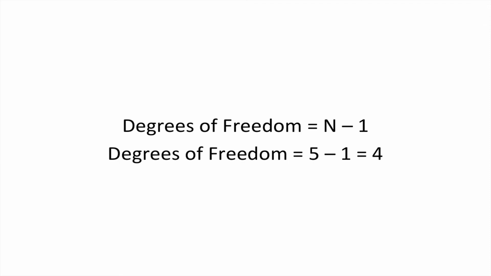Because if we think back to the ANOVA video, the degrees of freedom represents the number of entities that are free to vary, and because this is based on the mean of the differences, we calculated one mean, so that mean isn't free to vary, so we want our sample size minus 1.